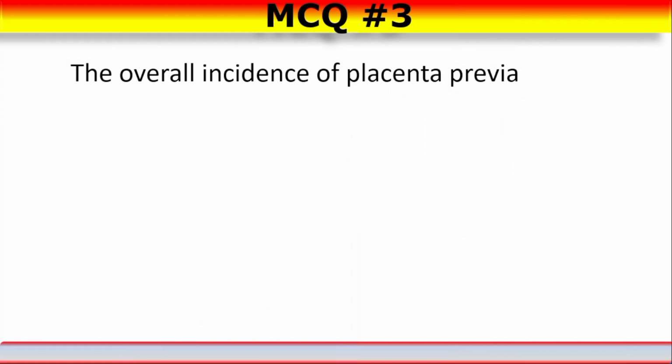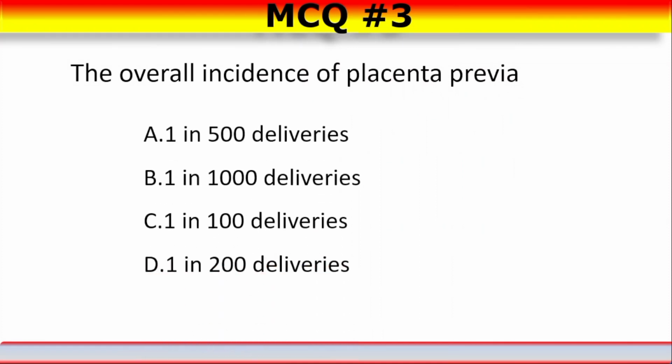Question number 3. The overall incidence of placenta previa is A. 1 in 500 deliveries. B. 1 in 1,000 deliveries. C. 1 in 100 deliveries. D. 1 in 200 deliveries.